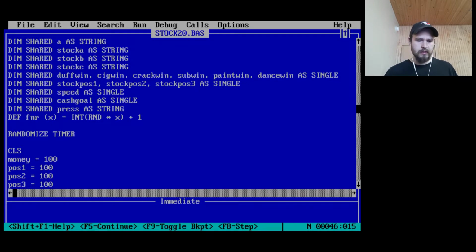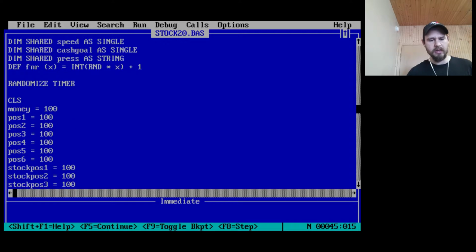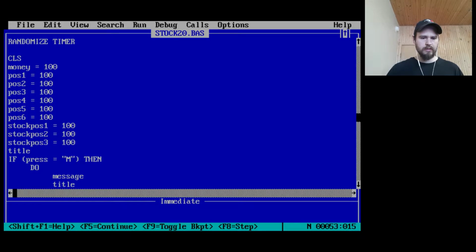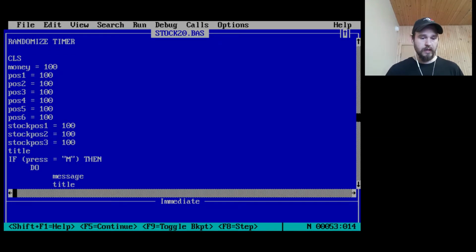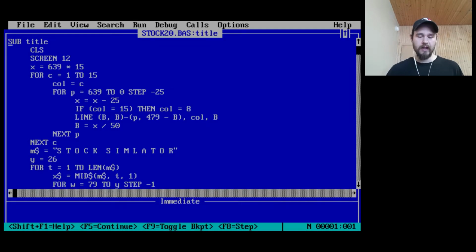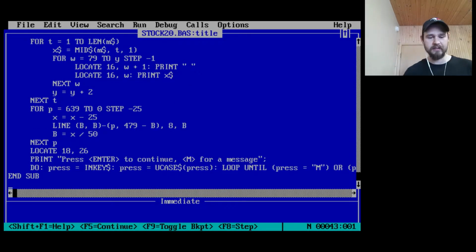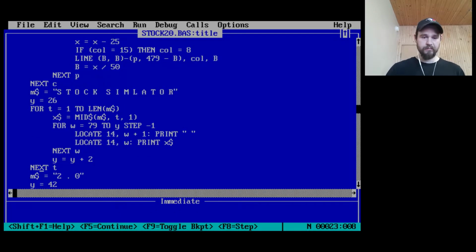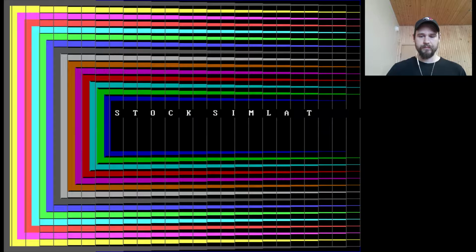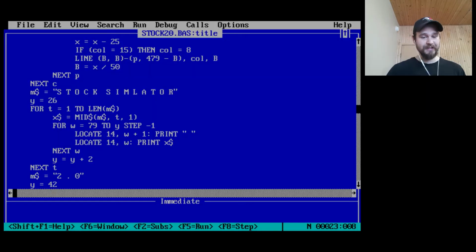Random number, clearing the screen, money, and all the positions of all the stocks. And on top of that, I have stock pause 1, stock pause 2, stock pause 3. This is probably different. I assume these are the positions of the stocks that I've invested in. Then I do the title. And oh boy, the title needs to be investigated, because that is beautiful. How did I do this?